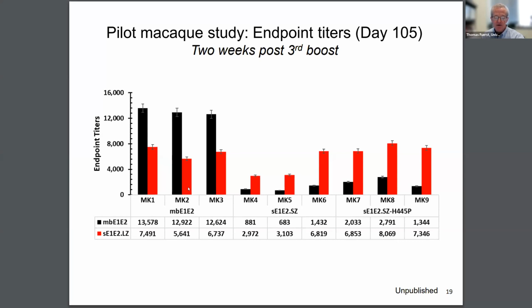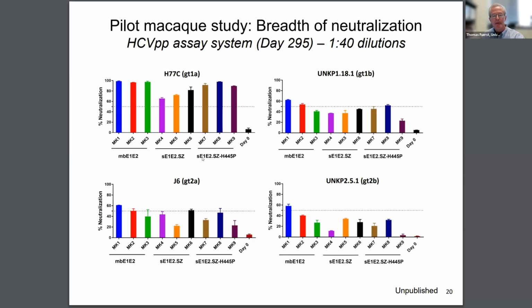Similar endpoint titers are observed from macaques immunized with membrane-bound E1E2 and secreted E1E2 with a 445P mutation when secreted E1E2 is coated on the plates, comparing these red bars here. Therefore, the serological response to the immunizing antigen is highest to its own antigen when coated on the plates. We are currently evaluating the breadth of neutralization in this pilot study.